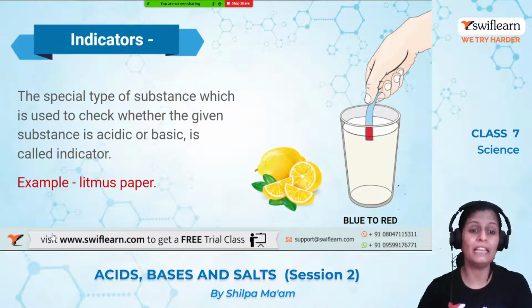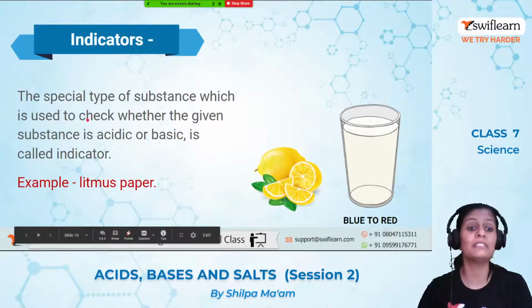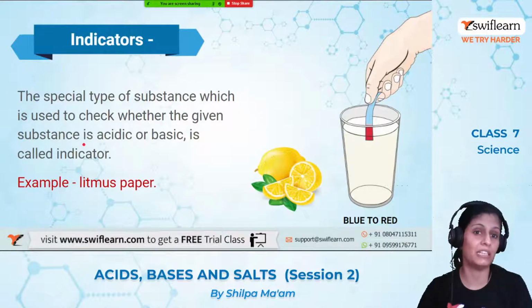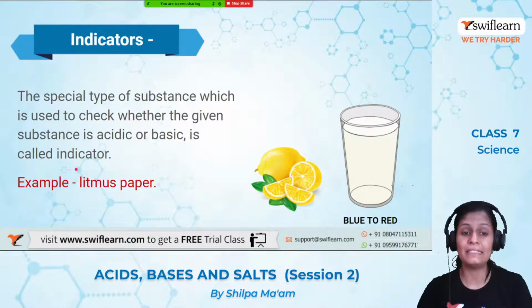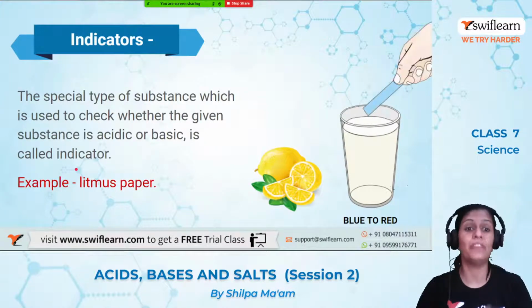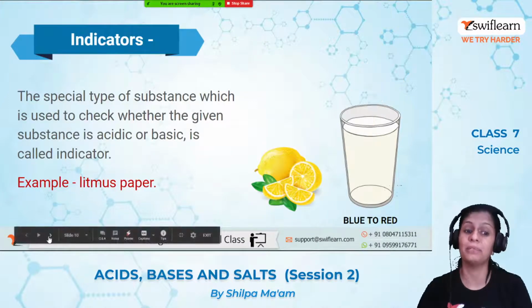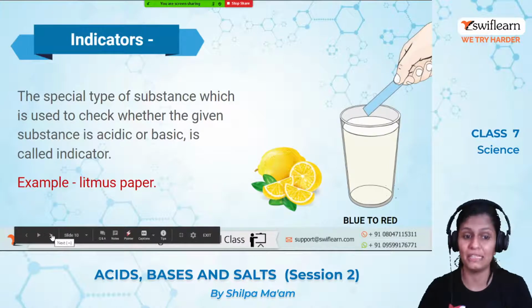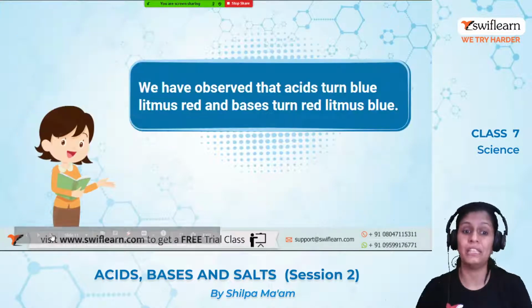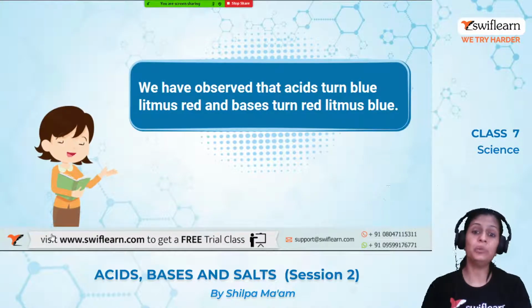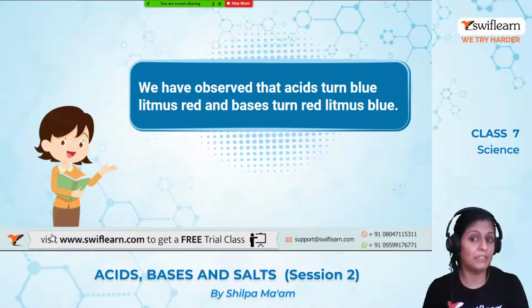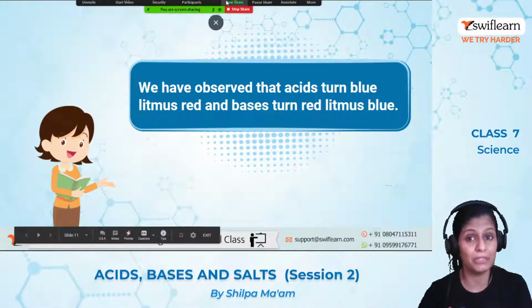So what are they? They are special types of substances which are used to check whether the given substance is acidic or basic in nature. One example of an indicator available in nature, a naturally occurring indicator, is litmus paper. It is made from lichens. They occur naturally in nature. Now, we know that acids turn blue litmus red and bases turn red litmus blue.